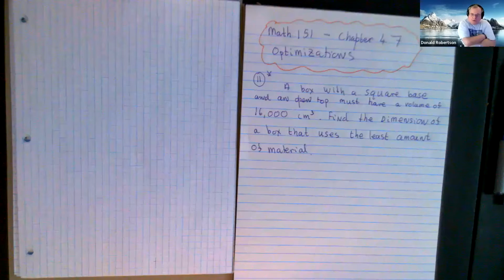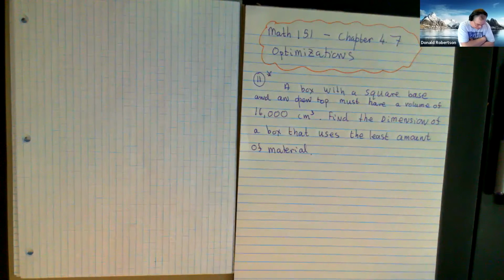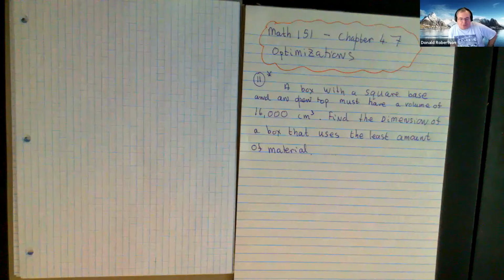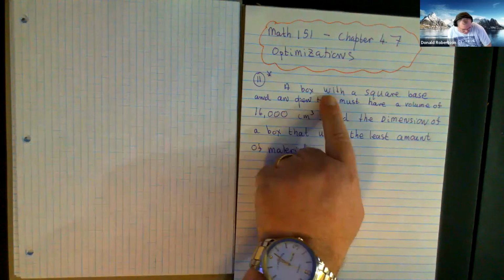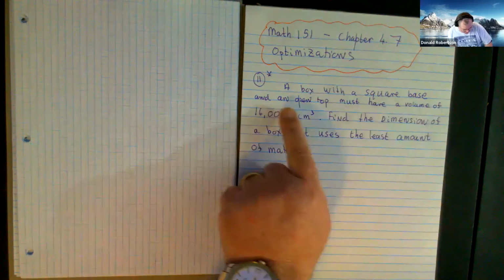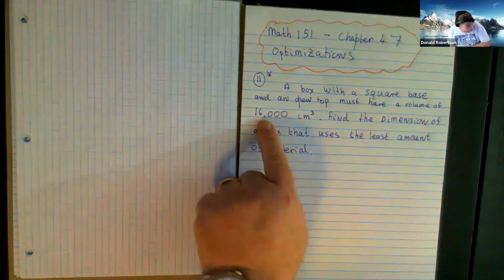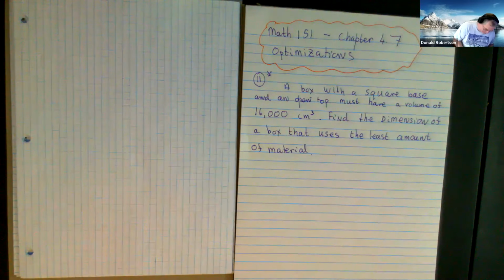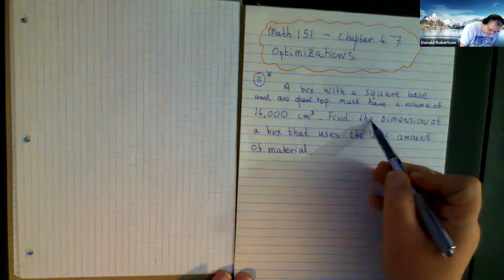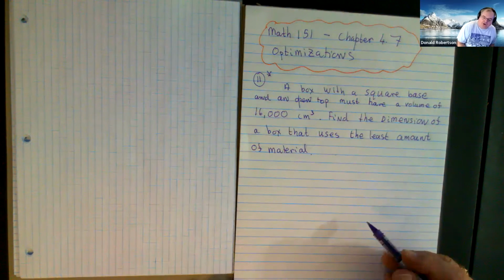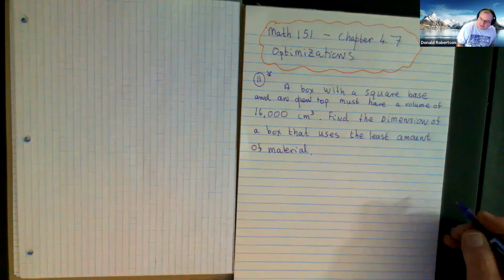We are on optimizations and we are on boxes. There's a lot of different box problems. So here's one. A box with a square base and an open top, so there's no top to it, has a volume of 16,000 cubic centimeters. Find the dimensions of the box, right? Length, width, and height, that would use the least amount of material.